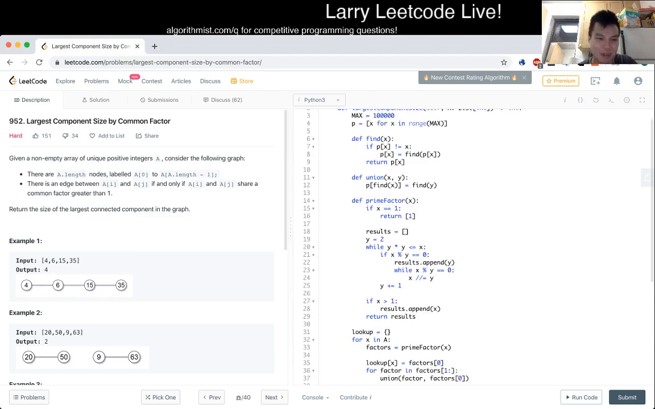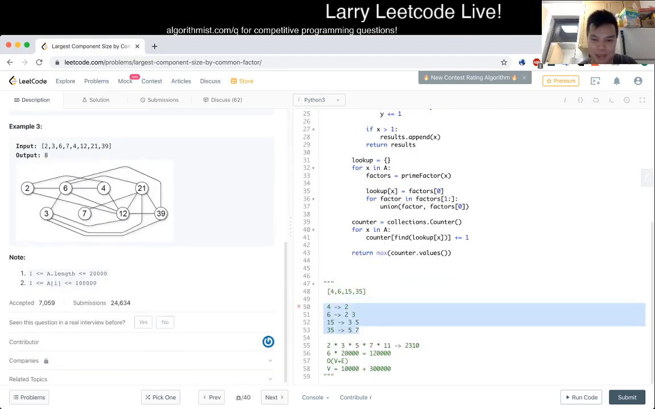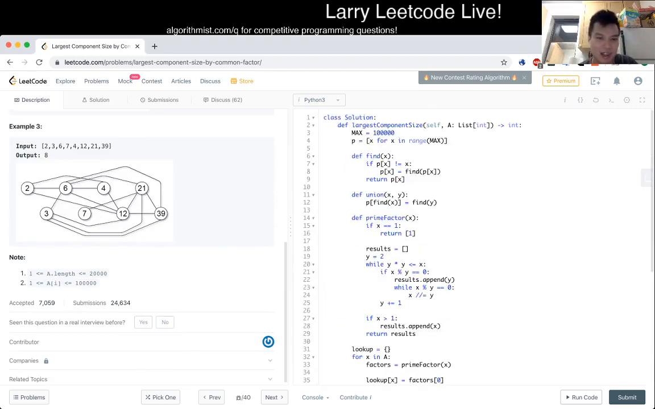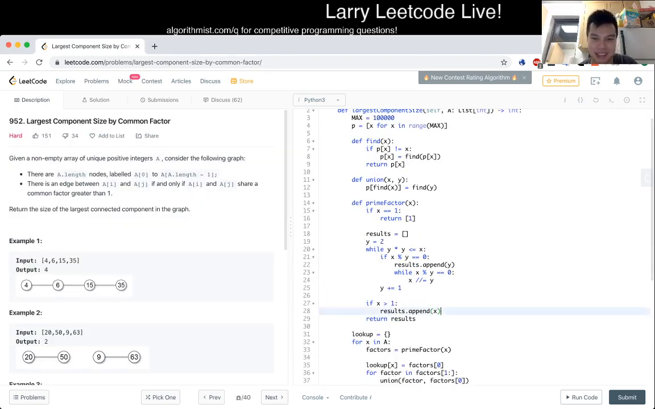I actually really enjoyed learning the math along the way, and I probably could have done something better. Maybe I should have done a sieve, but anyway, cool. That's what I have for this problem.